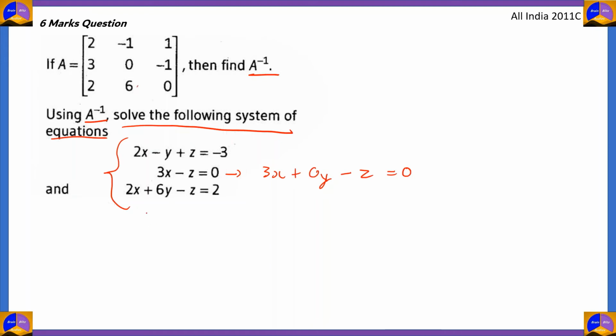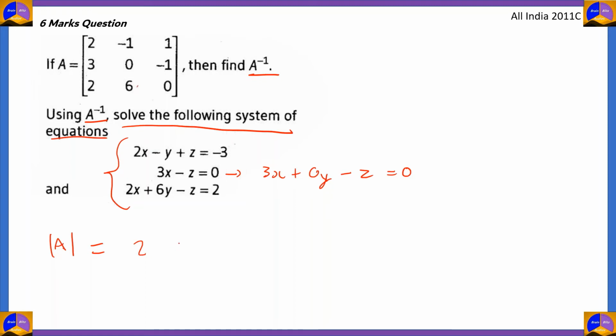Now what do? Now we know that A is equal to 2 minus 1, 1, 3, 0, minus 1, 2, 6, 0. First thing we do is we take the determinant. Determinant of A will be 2 times the determinant of these 4 digits.